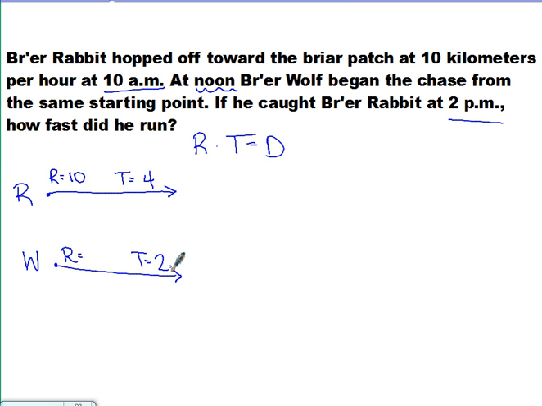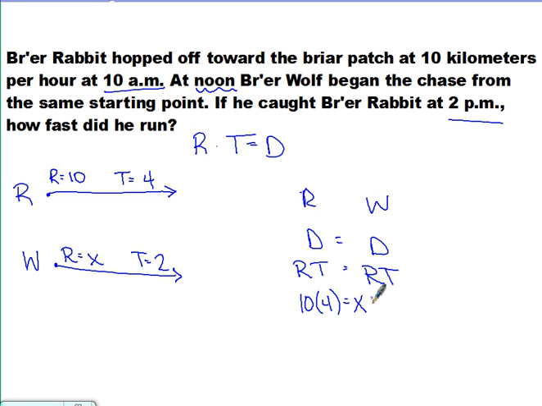All right. The question is, how fast did Brer Wolf run? So we're looking for his rate. We're going to call it x. Right now, they went equal distances. So the distance of Brer Rabbit was equal to the distance of Brer Wolf, which also means their rate times their time is going to be equal. So we fill in information. Rabbit's rate was 10. Rabbit's time was 4. Wolf's rate, we don't know, but we know his time was 2.